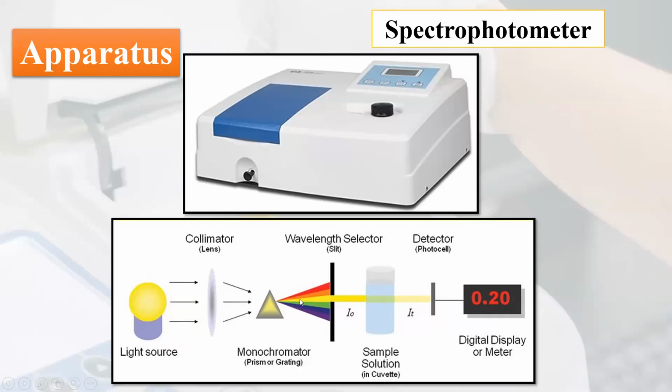The light which comes from the prism passes through a slit, a small hole. Only monochromatic light, a single color of light, comes and falls on the cuvette. Then absorption takes place. After absorption, transmission takes place. Then emission takes place. Then the emitted light falls on the detector.